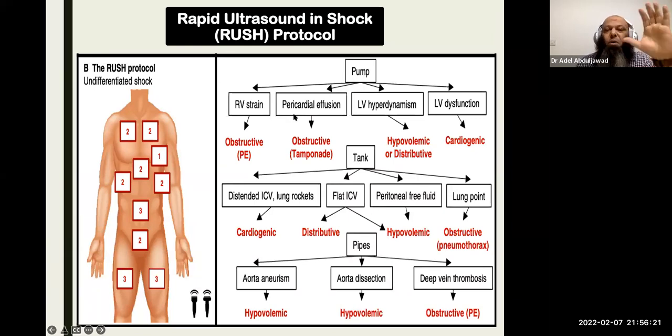Under the pump, you have the four. What are the positive findings that I would like you to know? Then you will tell me this is the most common type of shock. If you go for the tank, what will you assess through the tank by point of care ultrasound, and how can you identify the cause of shock or undifferentiated shock? Also the same for the pipes. So remember, for the RUSH protocol, you have the pump, the tank, and the pipes.